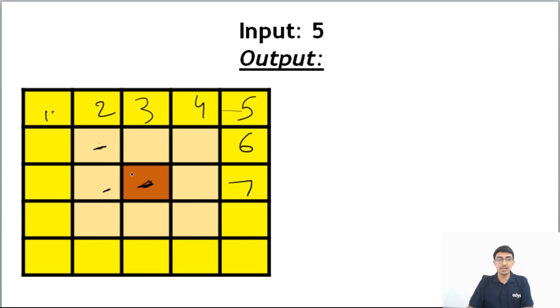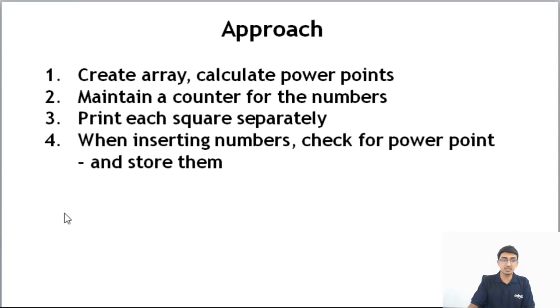So let's look at what our approach is, whatever we have discussed so far. The first thing that we have to do is to create an array, and we'll calculate the power points. I'll tell you why we are doing this in the first step in just a bit, so just hold on. Creating an array is pretty simple. This is going to be an n cross n array.